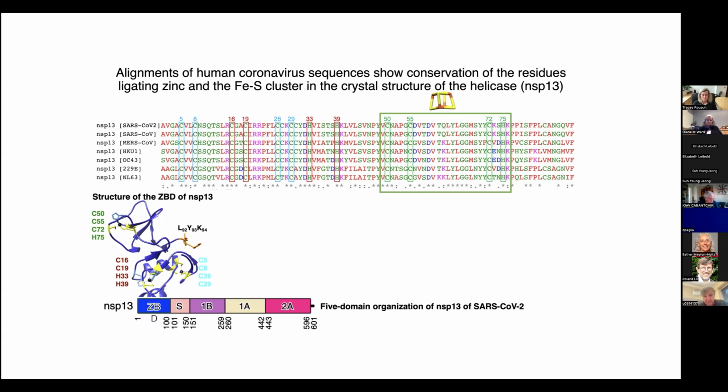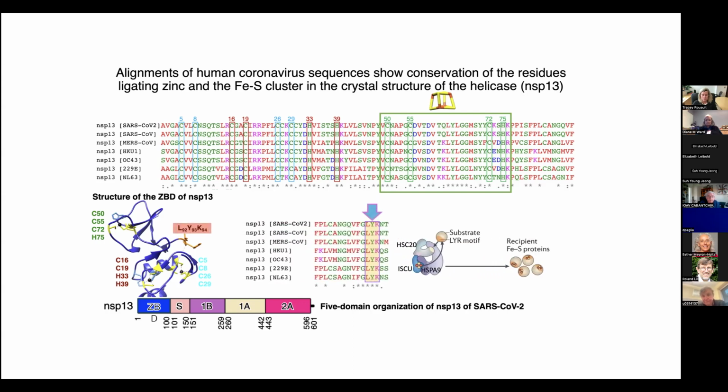And interestingly, it was in a region known as the zinc binding domain, and we've concluded that it binds 2 zincs and 1 4-iron 4-sulfur cluster. And we concluded that through mutagenesis and through ICP-MS, in which the stoichiometry was really extremely tight. And here's the LYK motif that permits the iron sulfur cluster to be inserted.